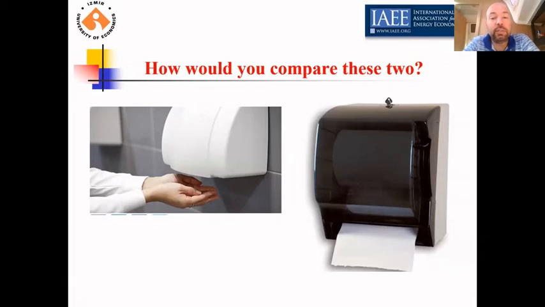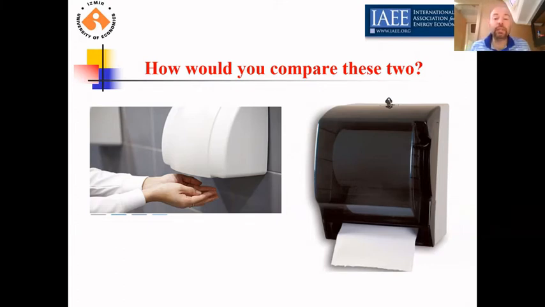Here on the screen, you see two hand drying options that we come across in public toilets. On the left-hand side, you see an electrical hand dryer, and on the right-hand side, you see a paper towel dispenser. One uses electricity, the other uses paper towel. So if you want to compare these two from an economic or environmental point of view, how would we do that?